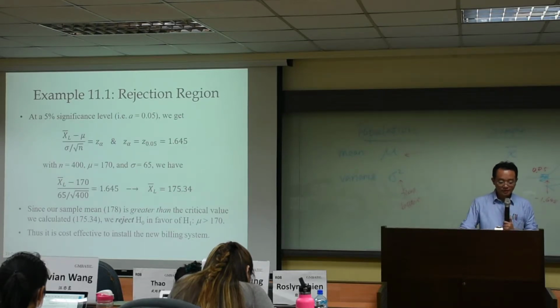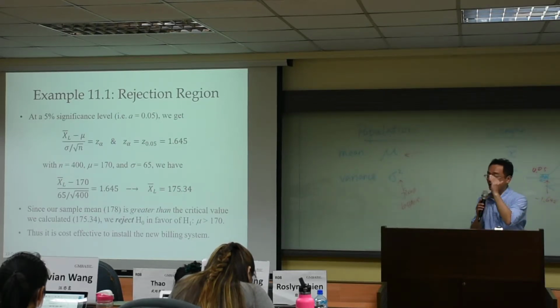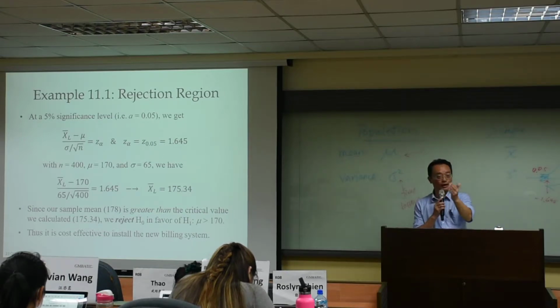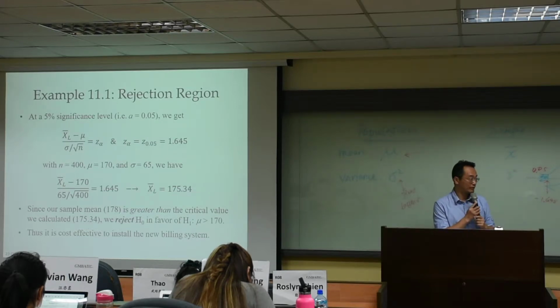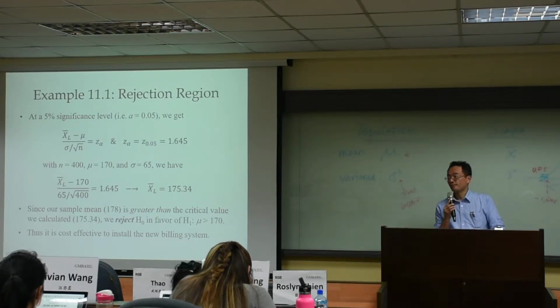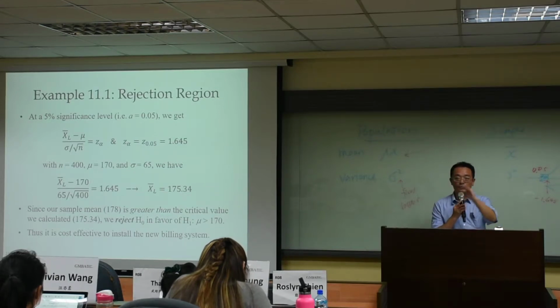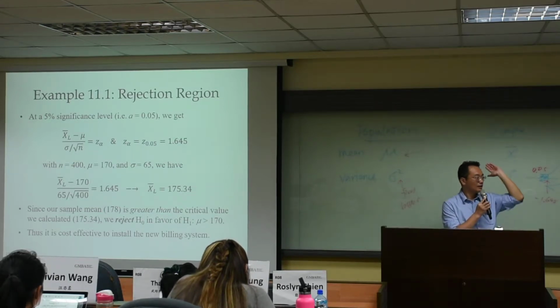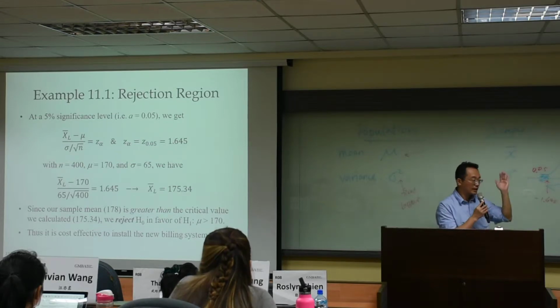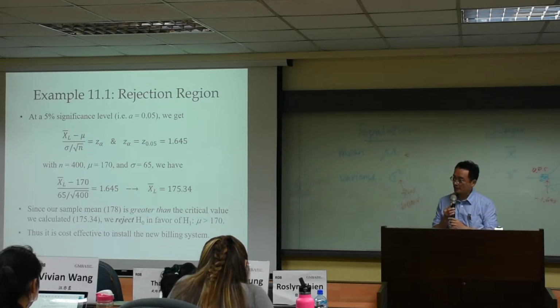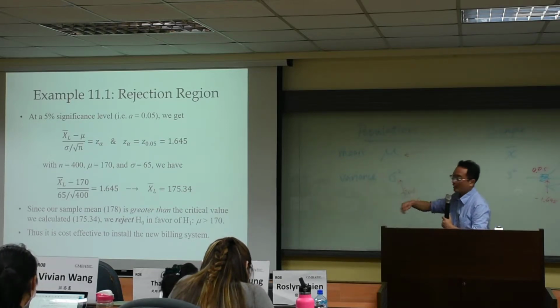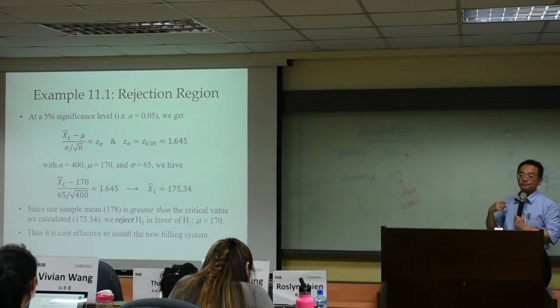If we reject, it means that we prefer H1, the alternative hypothesis is true. So it means that mu is greater than 170. This is something that we prefer to have, so we can say this is expected to install the new billing system. This is an example of collecting data, doing the statistical inference, getting the insight, and making the decision. That completes the process with a very simple statistical inference work.